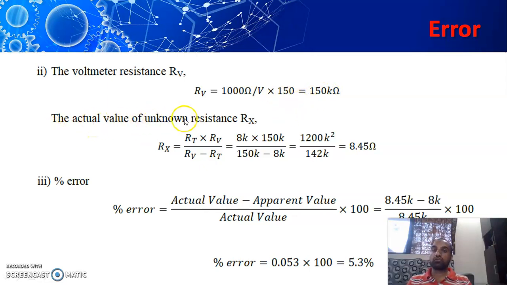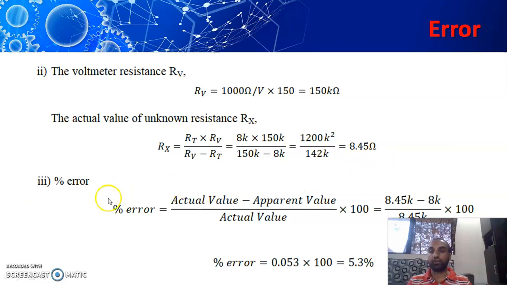Now the actual resistance Rx is equal to total resistance times voltmeter resistance divided by voltmeter resistance minus total resistance. So 8k times 150k divided by 150k minus 8k. It becomes 1200k squared divided by 142k, so it becomes 8.45 kilo ohm.